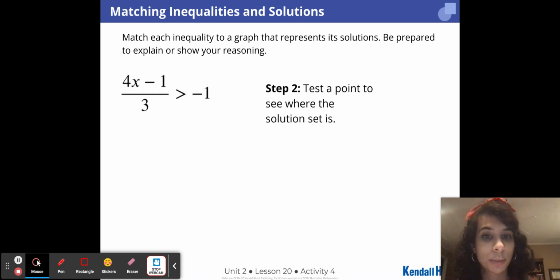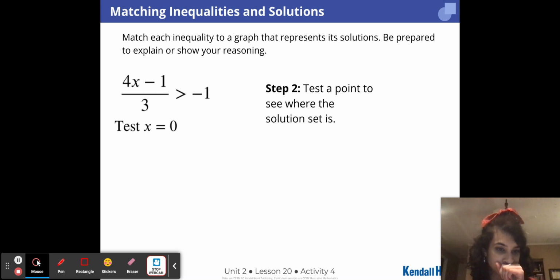And so we are going to test a point to see where the solution set is. You want to test something that's not -1/2. And so we'll choose any number. It doesn't matter which way you choose. So I'm going to choose a nice easy one. I'm going to test x is equal to 0.